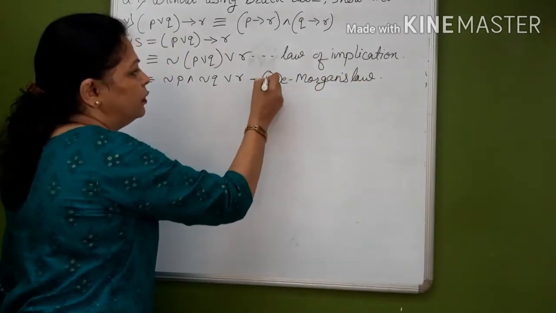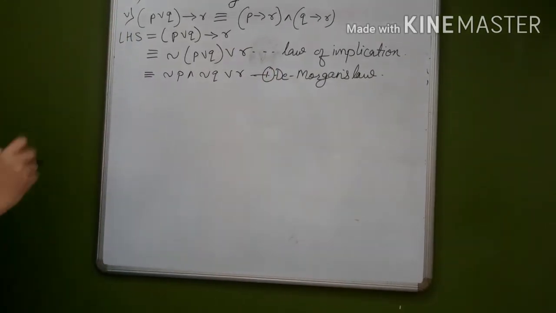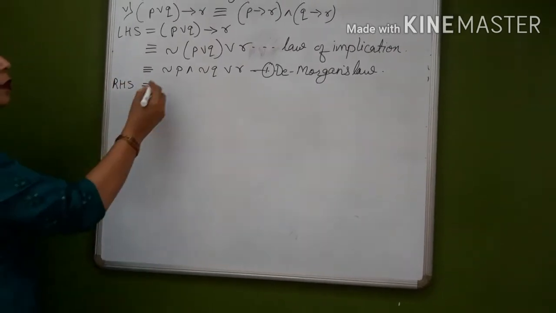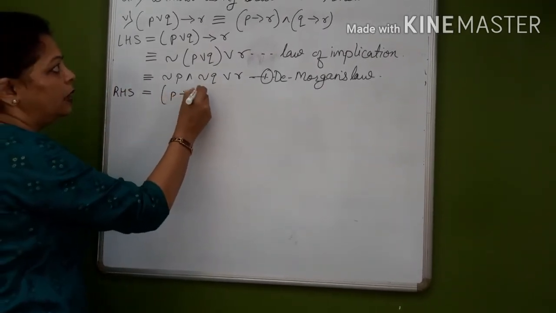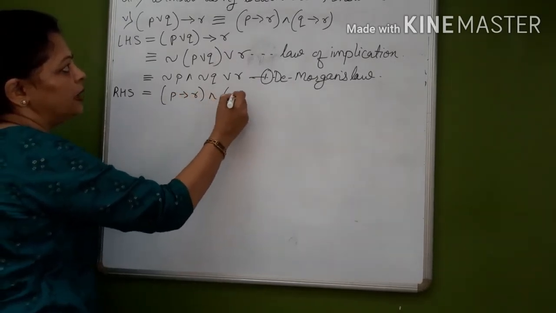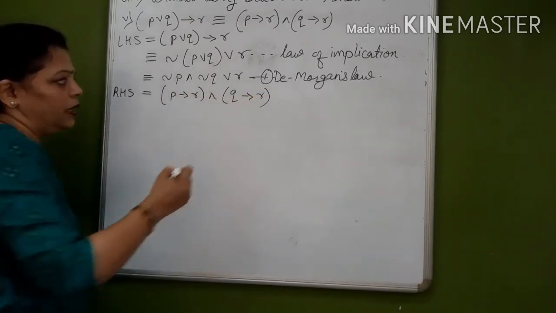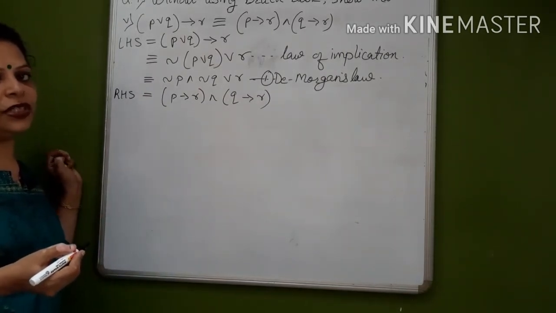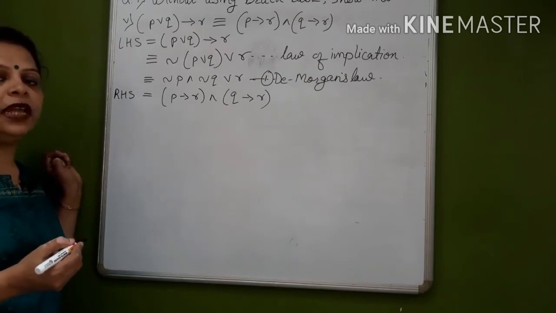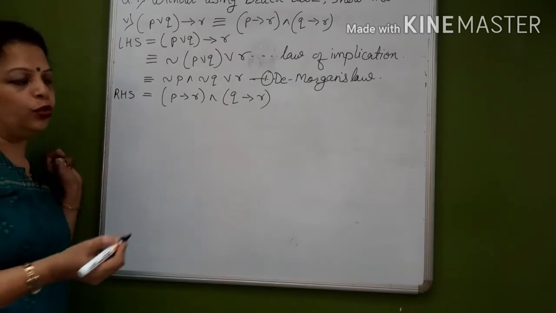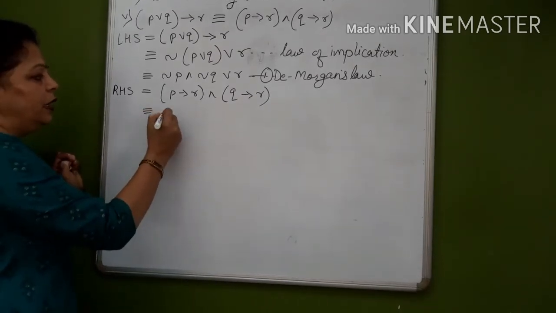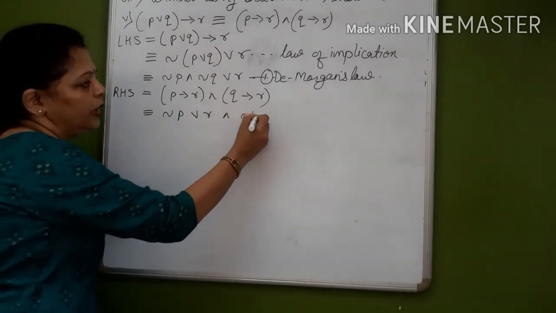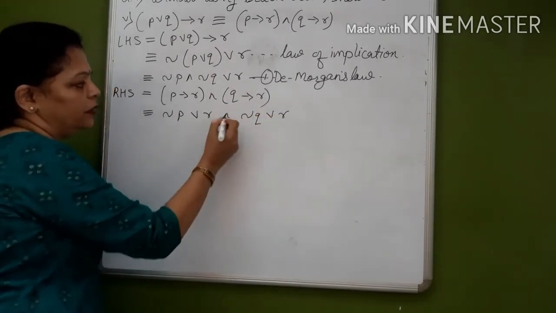Number this as 1. Okay, now we'll start with RHS. (P implies R) and (Q implies R). So both statements are implication statements. We have to use the law of implication, that is P implies Q is negation P or Q. So over here you will get (negation P or R) and (negation Q or R).